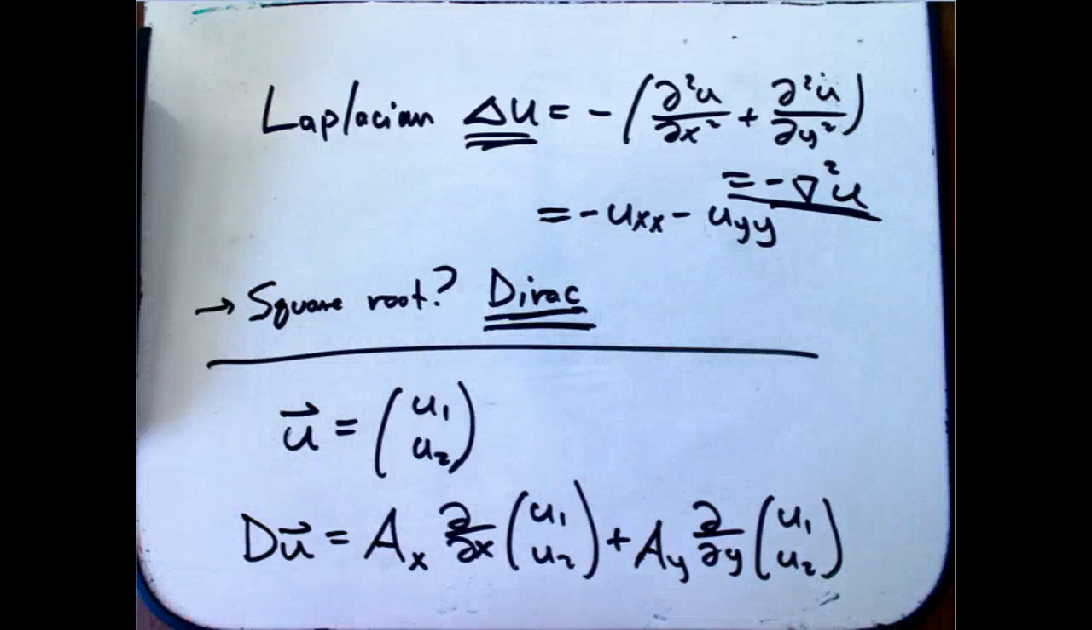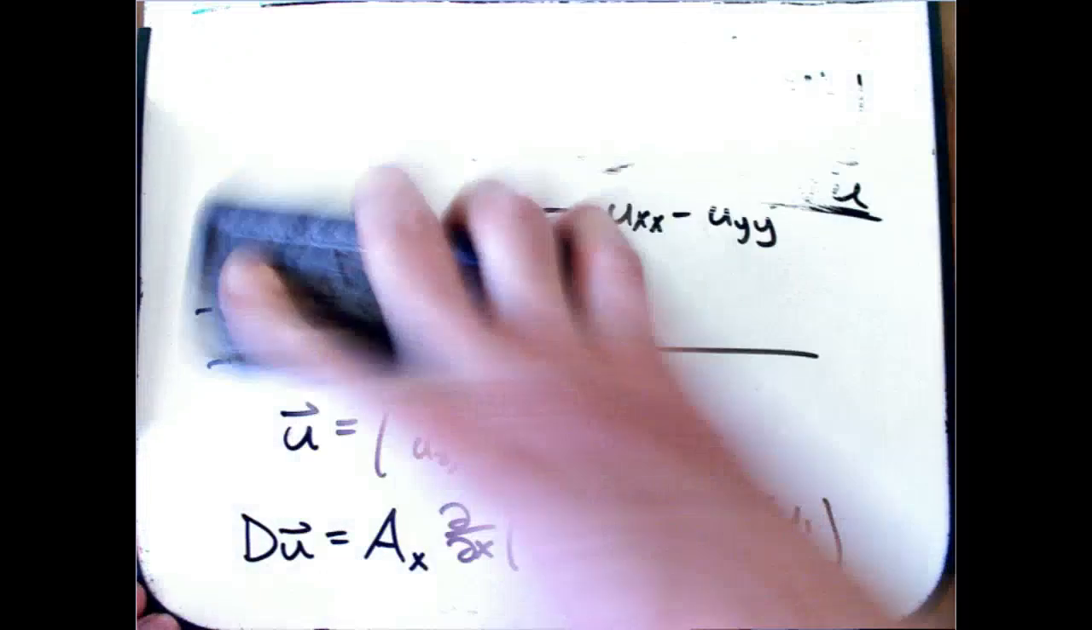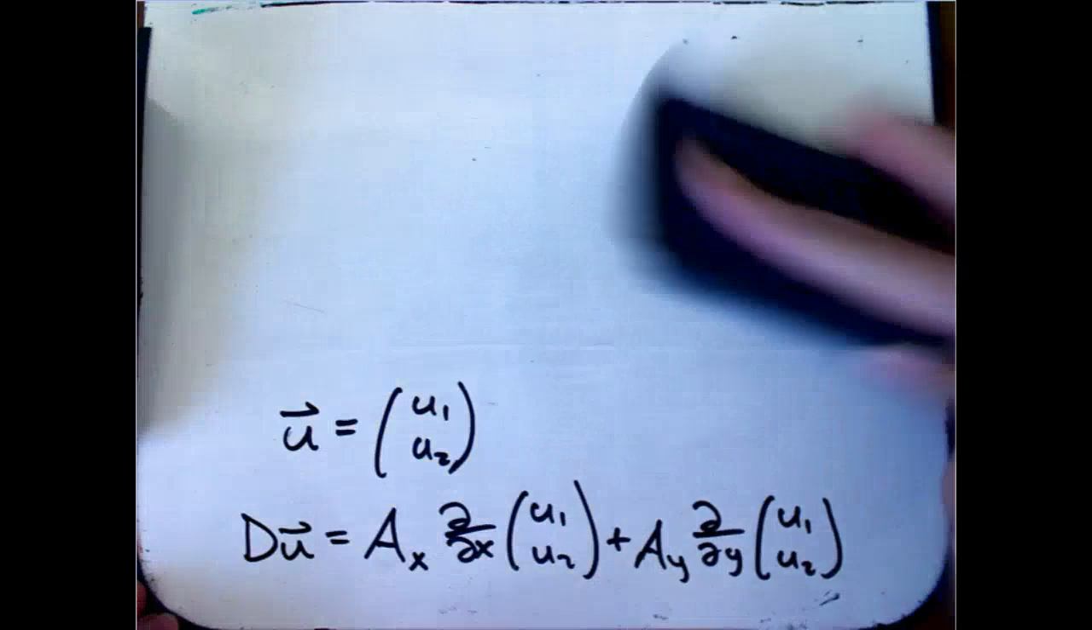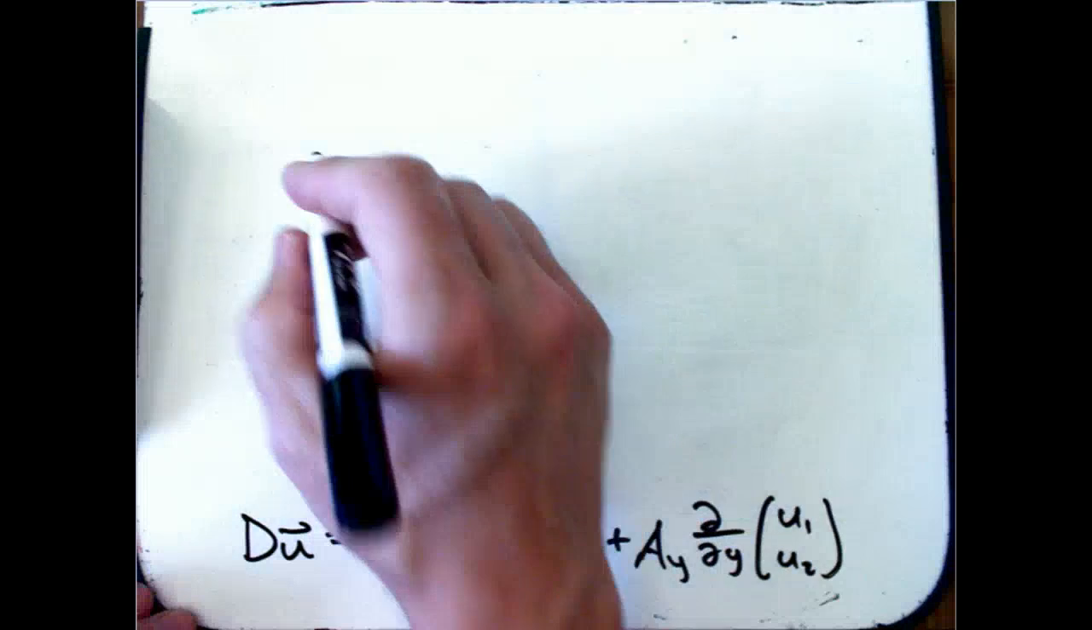Okay. Now, what happens if we do that twice? And we want to match it to this guy. So, not a super hard computation.